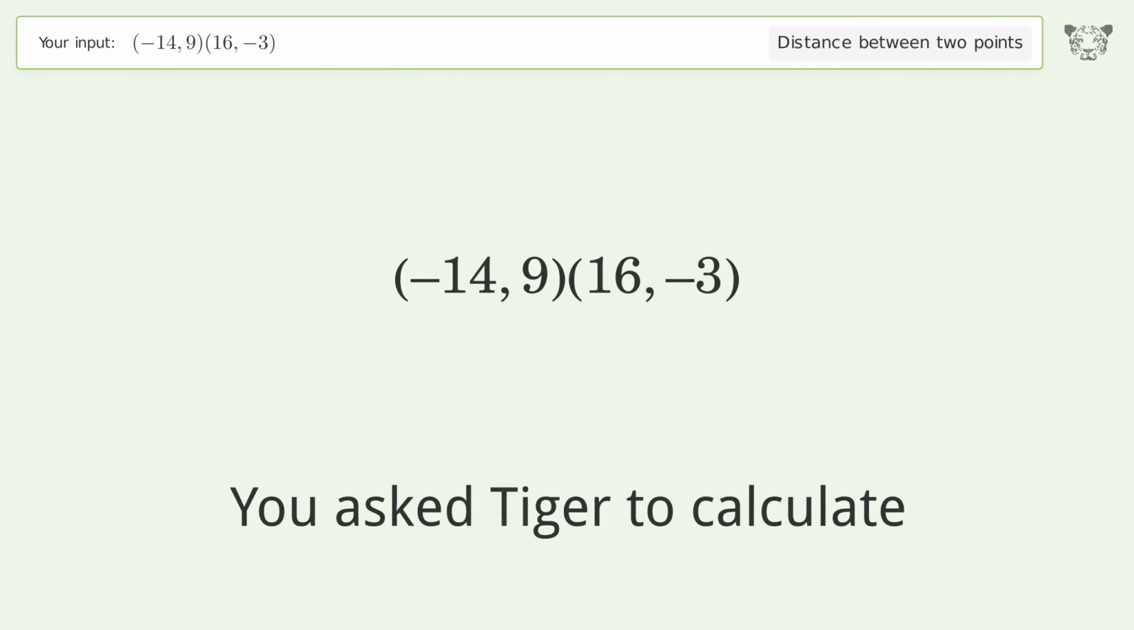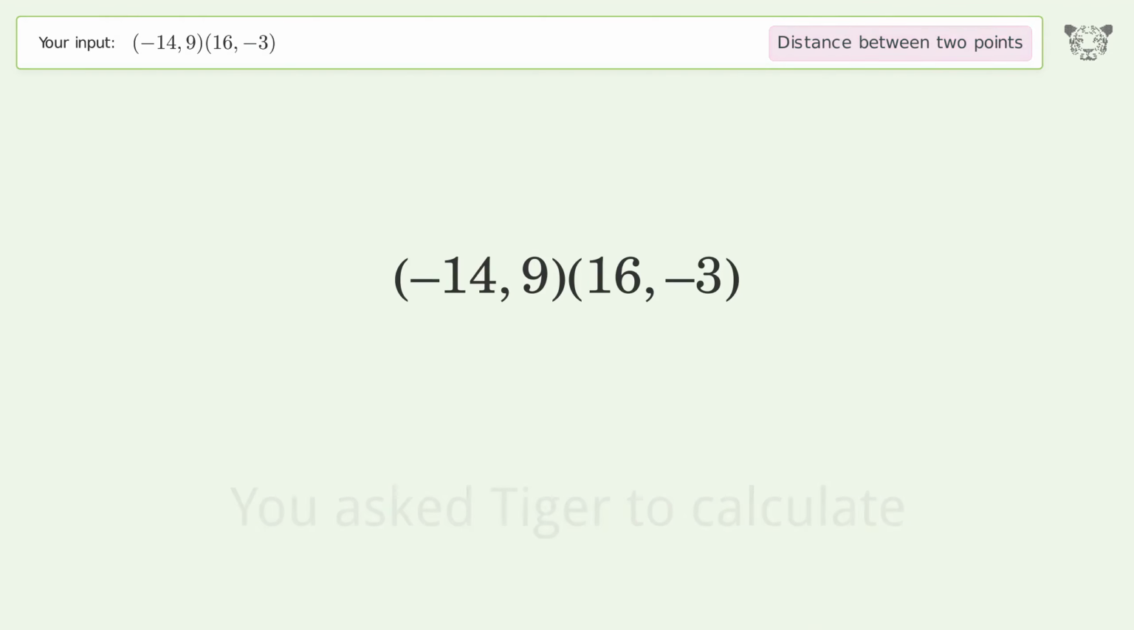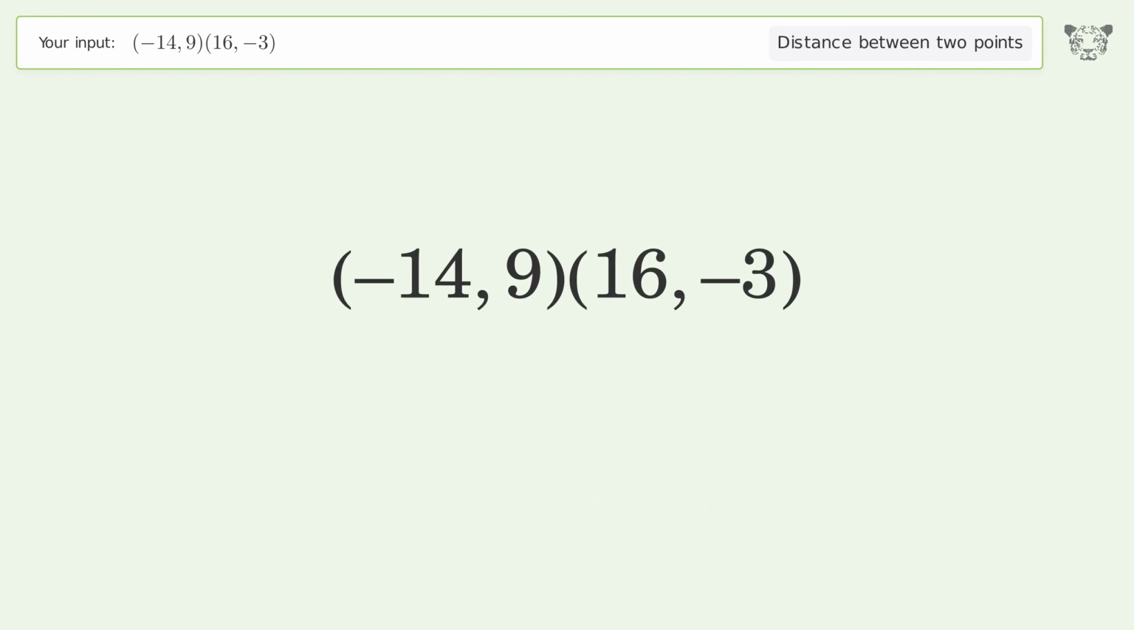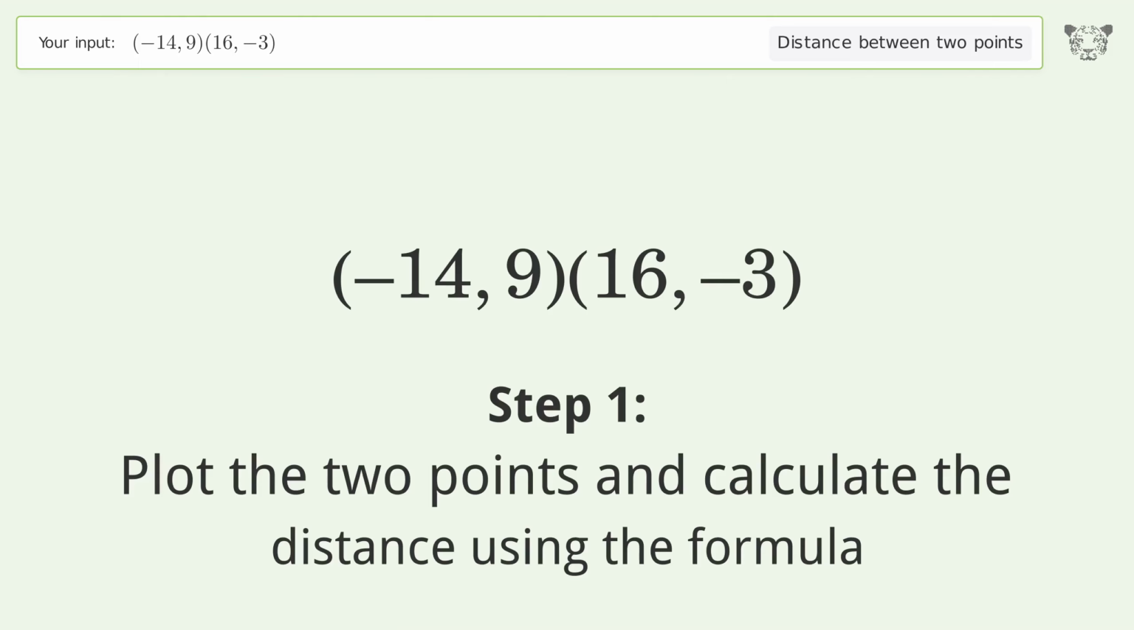You ask Tiger to calculate. This deals with the distance between 2 points. The distance between the 2 points is the square root of 1044, or 32.311. Let's solve it step by step. Plot the 2 points and calculate the distance using the formula.